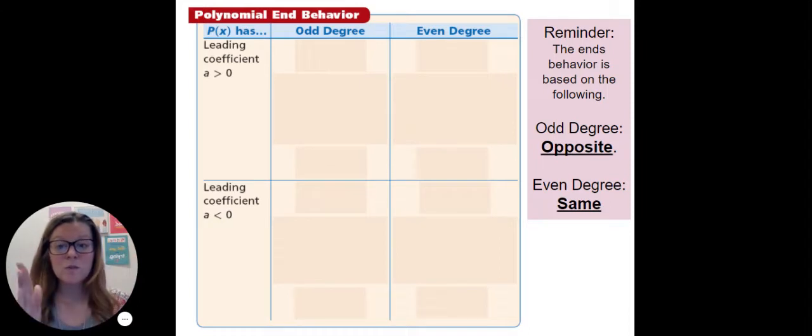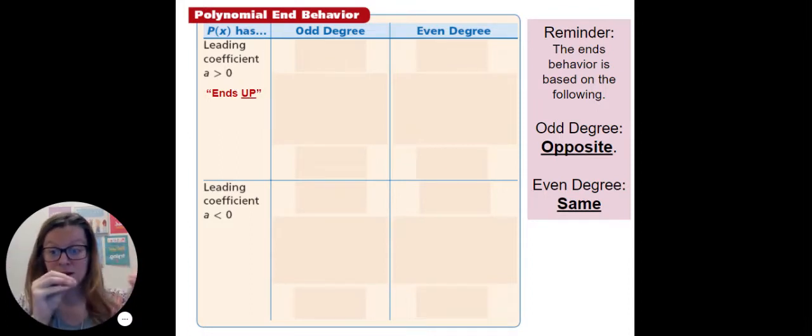Now we're adding one more piece, and we're going to talk about this leading coefficient. So if we have a leading coefficient where the value is greater than 0 or positive, I want you to put this in your brain: the end of your end behavior is going to end up. So let's put that together with an odd degree.